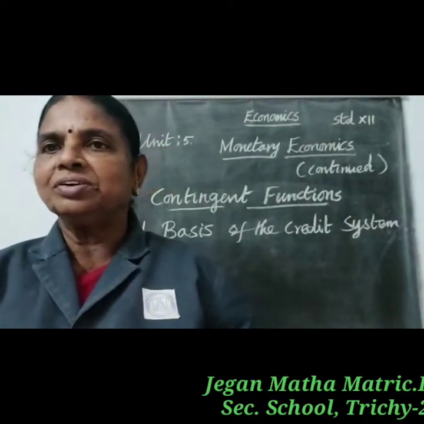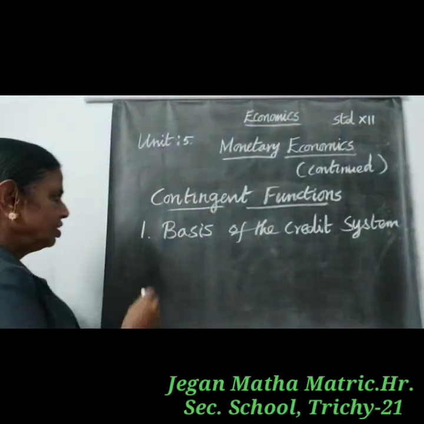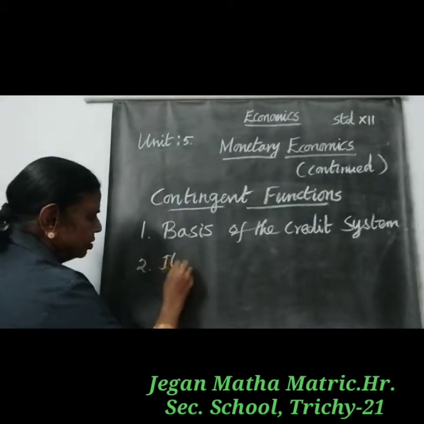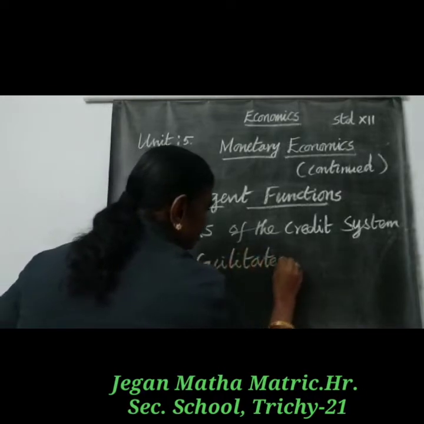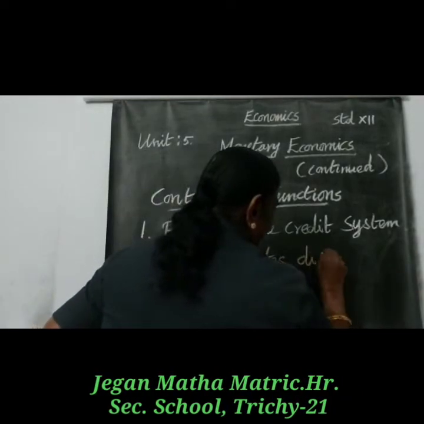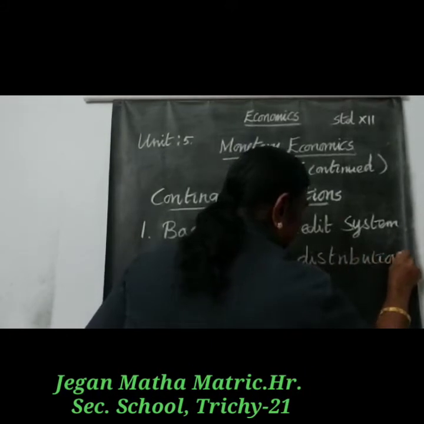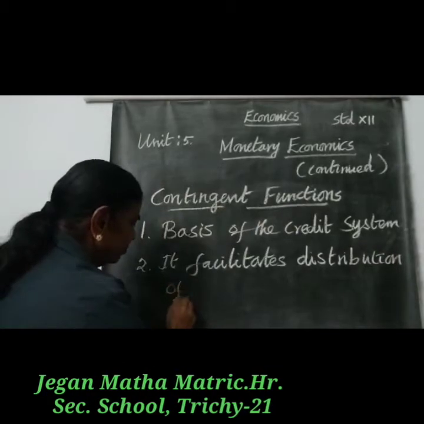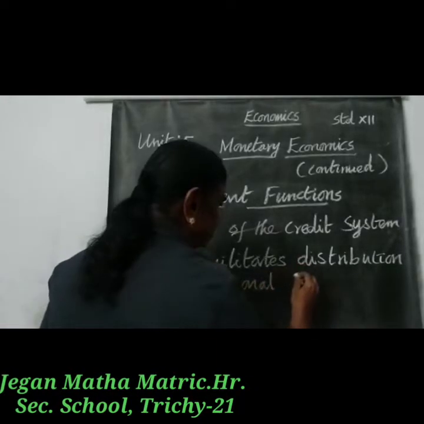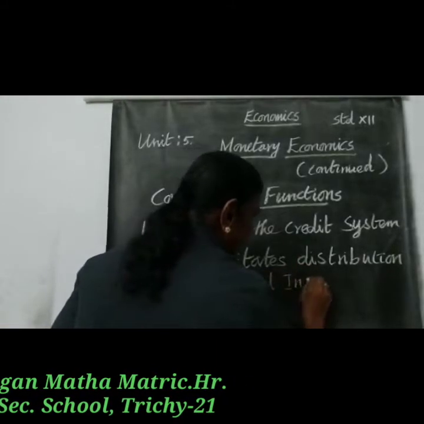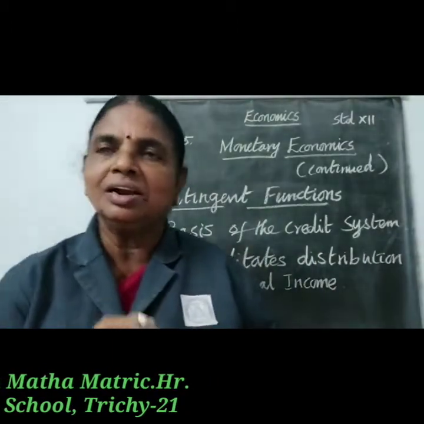The second important function under contingent function is money facilitates distribution of national income. You know that distribution of national income is very important. During the barter system, distribution of national income was very difficult and it could not be carried out easily. But now at present, money helps to have a better distribution of national income.